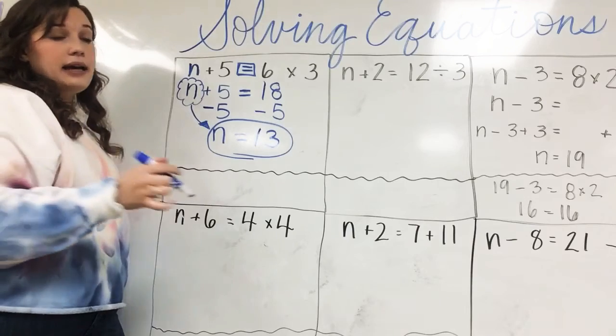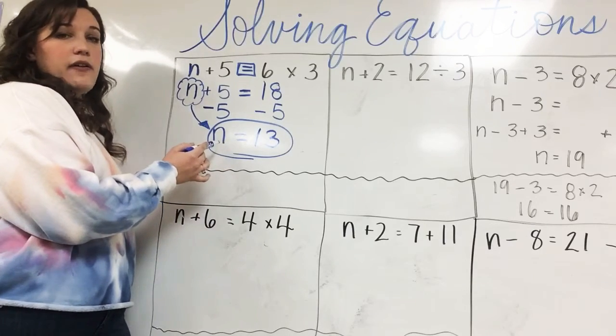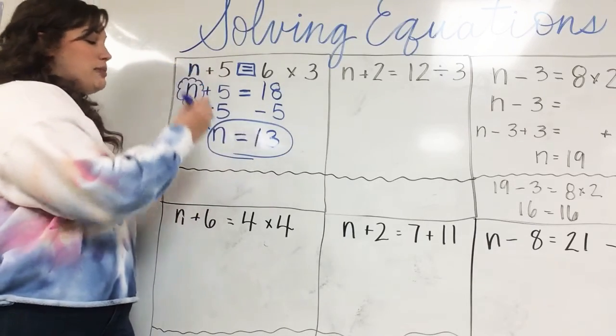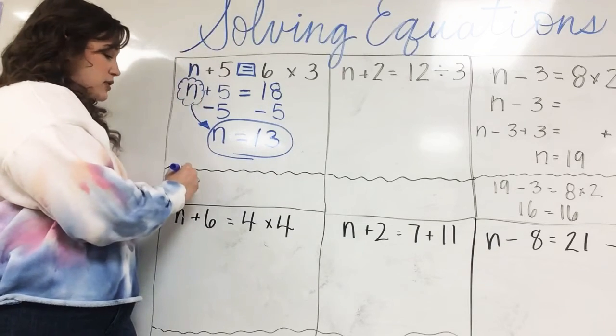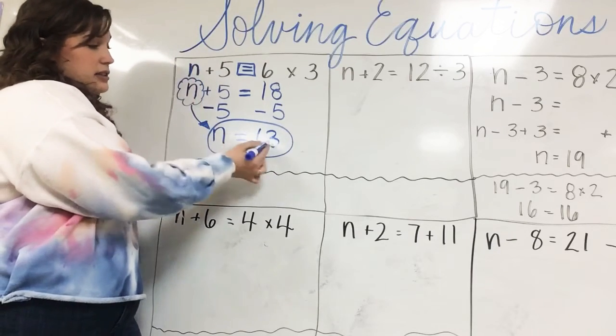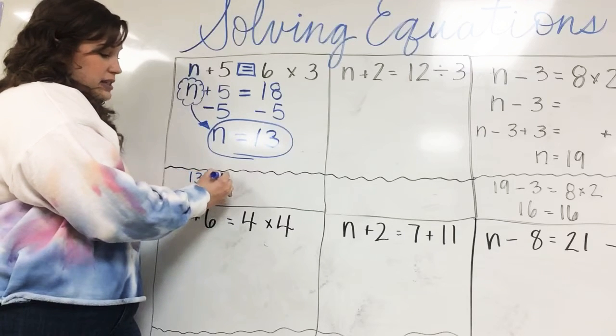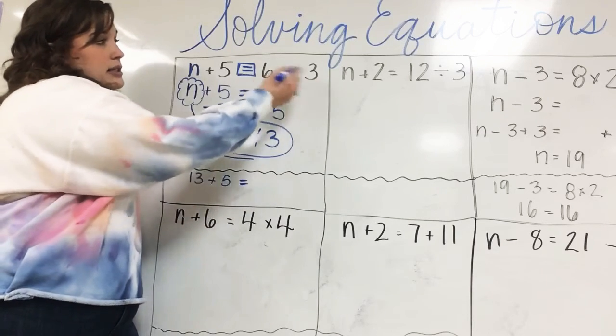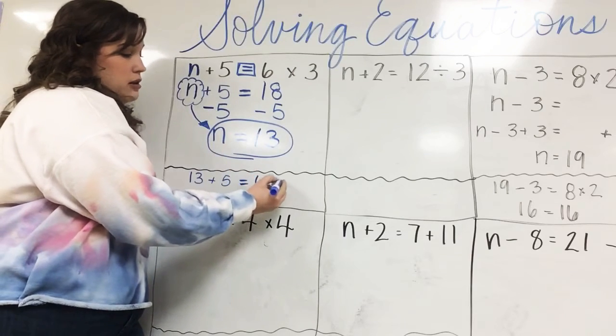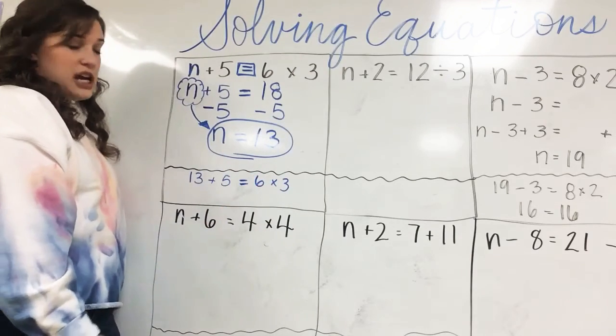And how we do that is if n here equals 13, then we're going to substitute and put it back in up here. So we have n plus 5. So instead of writing n, I write 13 here. To check it to see if we're right, we're going to do 13 plus 5 equals 6 times 3. Let's solve this to see if we checked it correctly.